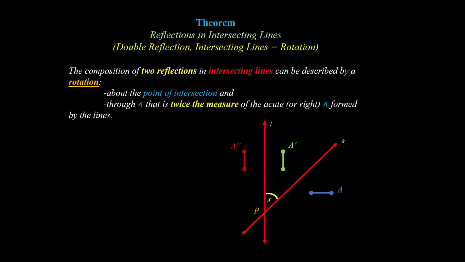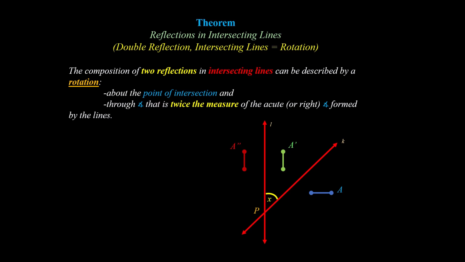Well, the angle of rotation in this case is going to be twice the angle that's formed by the intersecting lines, the acute angle, or up to a 90 degrees angle that's formed by the intersecting lines. So if the angle between the two lines is x, the angle of rotation of the object, in this case A, would be 2 times x to get the final rotation.